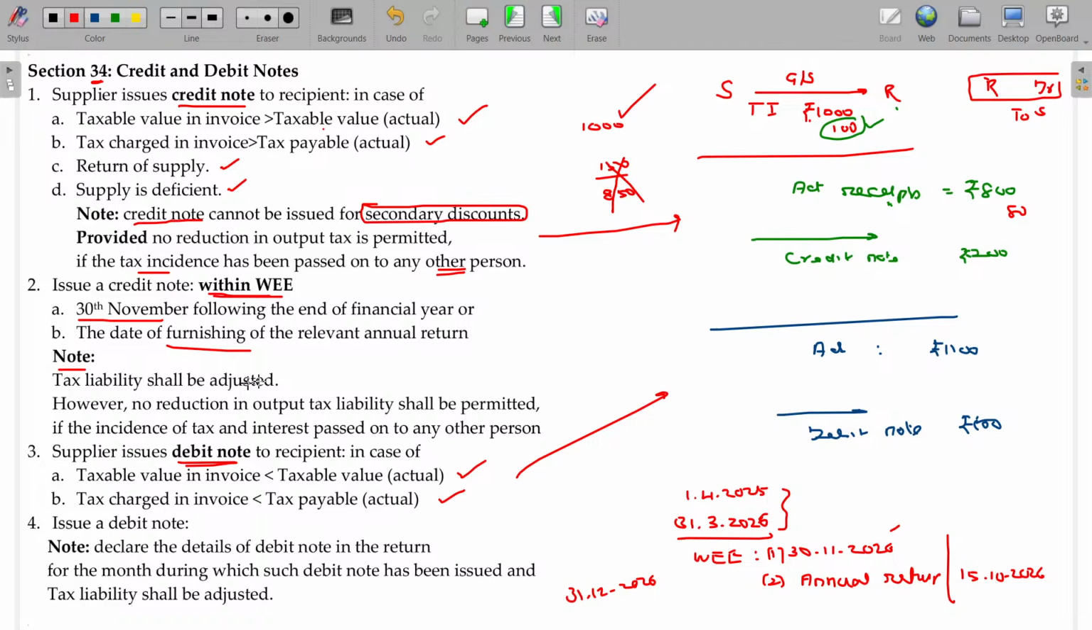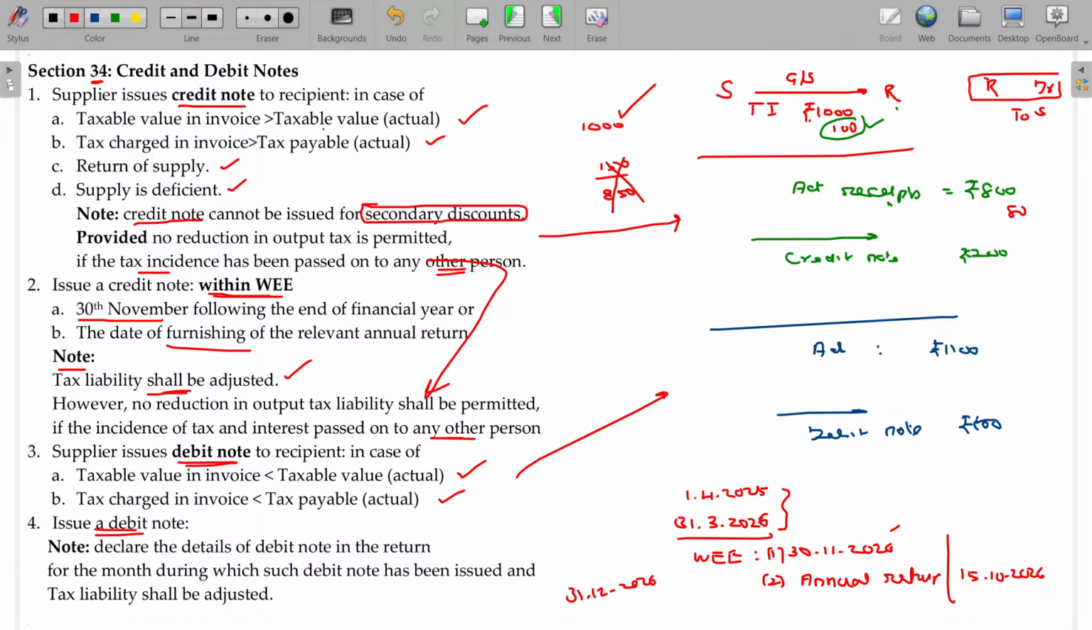The tax liability shall be adjusted, however, no reduction. So based on that, the tax liability should also be adjusted. Of course, the same condition will be applicable here also. What's that? The incidence of tax and interest passed on to any other person should not be there. If the burden is transferred to some third party who is not traceable, then also you are not eligible for issuing this debit or credit note.